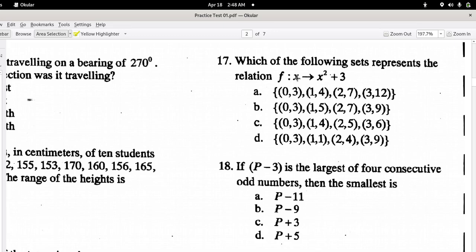17, which of the following sets represent the relation f of x, x is mapped onto x squared plus 3. Alright, so in this case, you're going to put in the number on the left, square it and add 3, and you get the number on the right. So it should work every time. For some of these, it's not going to work every time. It should work for all 4 pairs of numbers. That will be your answer.